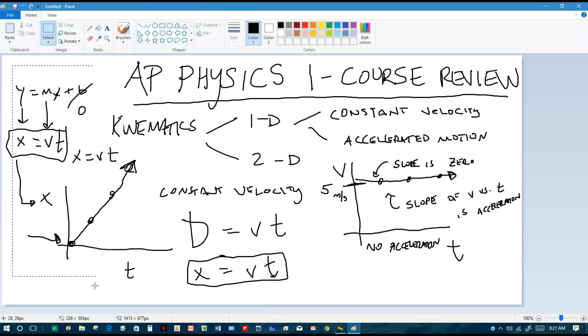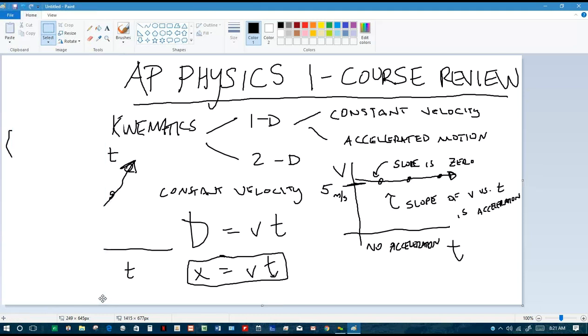It doesn't have to be that way. Of course, somebody could be accelerating. We'll look at that now. That gets us to the next kind of motion in my little chart over there. We're now moving from constant velocity motion to accelerated motion.